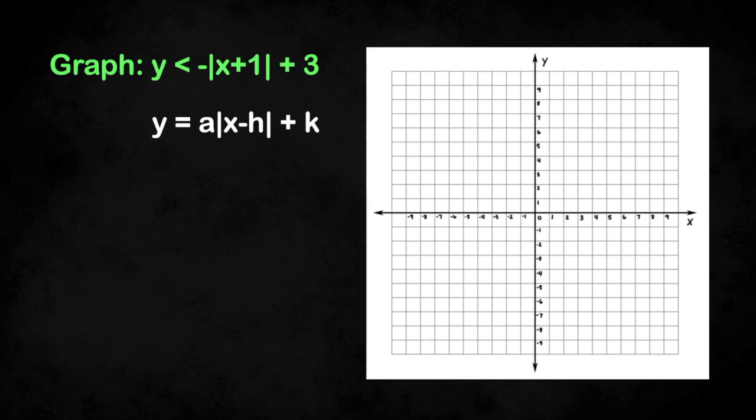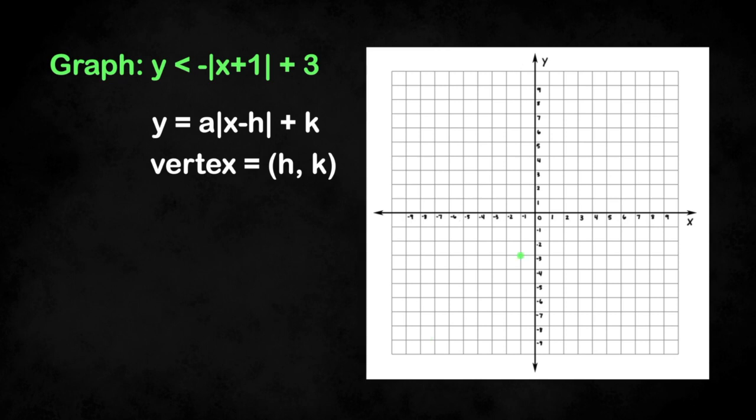Now, the second step is to identify the vertex of the graph. As discussed in our shifting absolute value graphs video, the vertex of the graph will be at the coordinate (h, k). In this case, the vertex is at the point (-1, 3), as we can see by the given inequality.